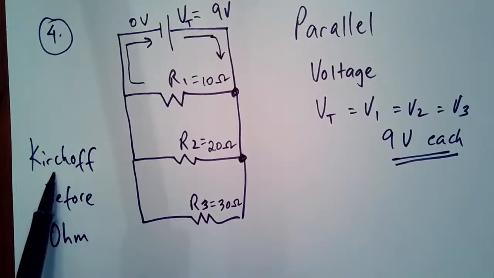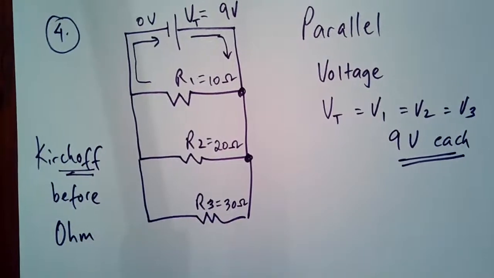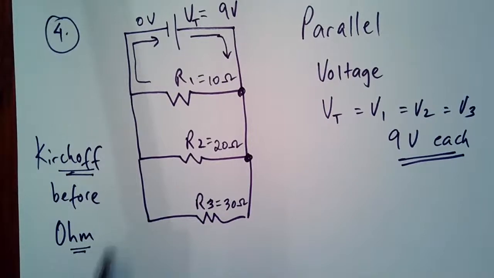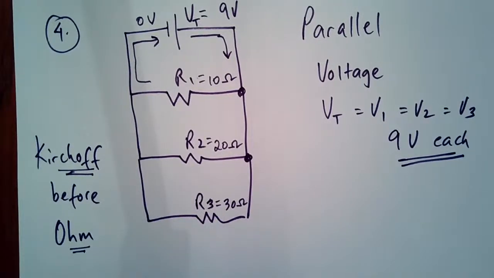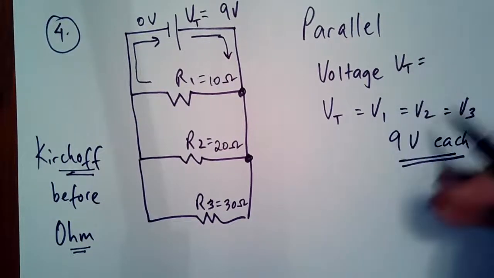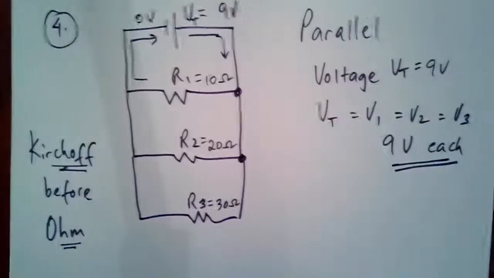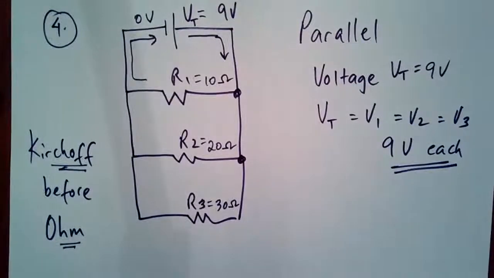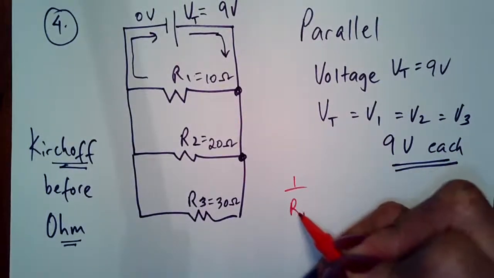That makes sense. So once you know that this is according to Kirchhoff, you don't even need to use Ohm in this case. No calculations required for voltage because the individual voltages are the same as the total volts. So that is 9 volts each. Okay, so now that we know that, we need to analyze the current. So current is going to be different. But before we do that, let's calculate the total resistance.